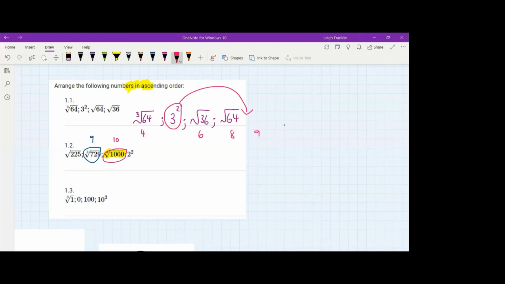All right, so here the next two are not supposed to be too difficult. The square root of 225 is 15, and 2 squared is 4. So the smallest one is 2 squared. The next biggest one is the cube root of 729. The next biggest one is the cube root of 1,000. And the biggest number here is going to be the square root of 225. I think that was quite a difficult one.